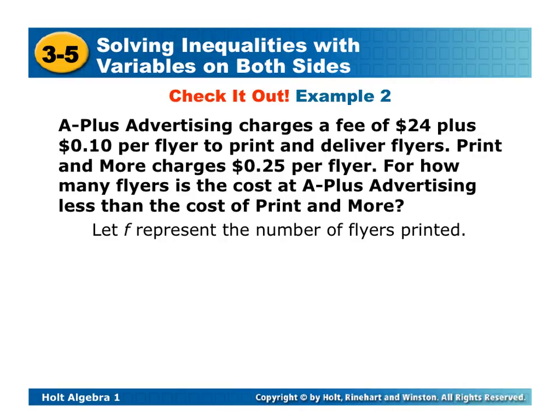So now let's look at another real life situation. A+ Advertising charges a fee of $24 plus 10 cents per flyer. Print and More charges 25 cents per flyer. For how many flyers is the cost of A+ less than the cost of Print and More? So we have the A+, which is going to be your $24 plus 10 cents per flyer. Has to be less than 25 cents per flyer.